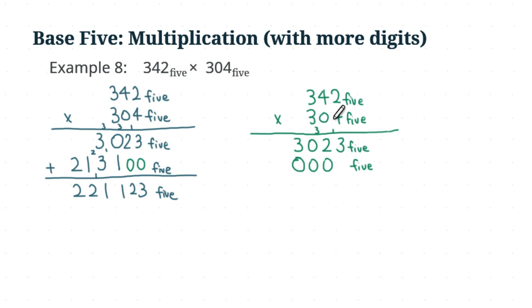Now continue with the last digit for this number, right? So 3 times 2 is 6, so you're going to put the 1 here and then carry 1. 3 times 4 is 12 plus 1 is 13, so you're going to get 3 and then you're going to carry 2. 3 times 3 is 9, 9 plus 2 is 11, so you're going to get 1 and then carry 2. And see, you are going to get the same answer.